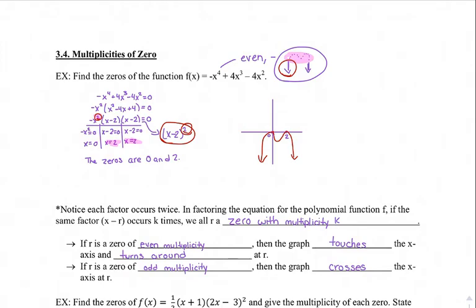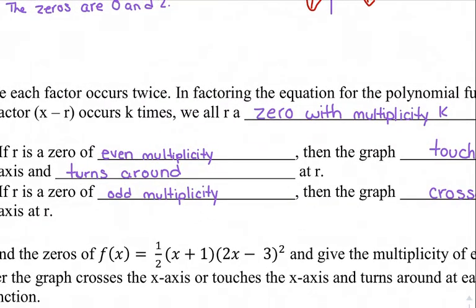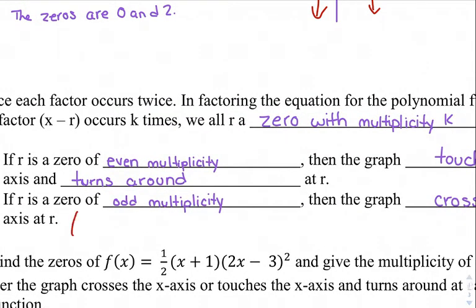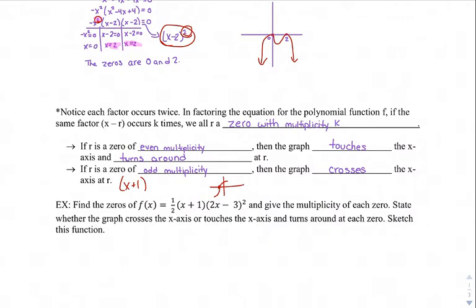If you had an odd multiplicity, so let's say I had just x plus 1, what that means is that wherever x plus 1 is zero, it's going to cross the x-axis. So if it has an even multiplicity, it touches and turns. If it has an odd multiplicity, it crosses the x-axis.